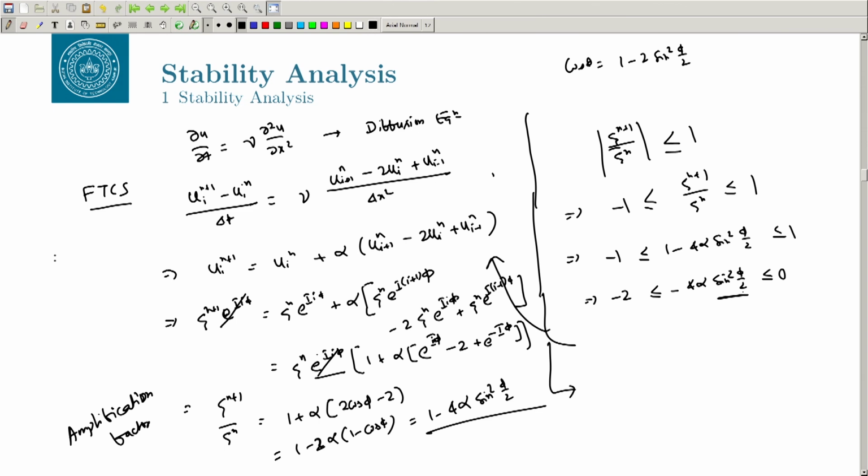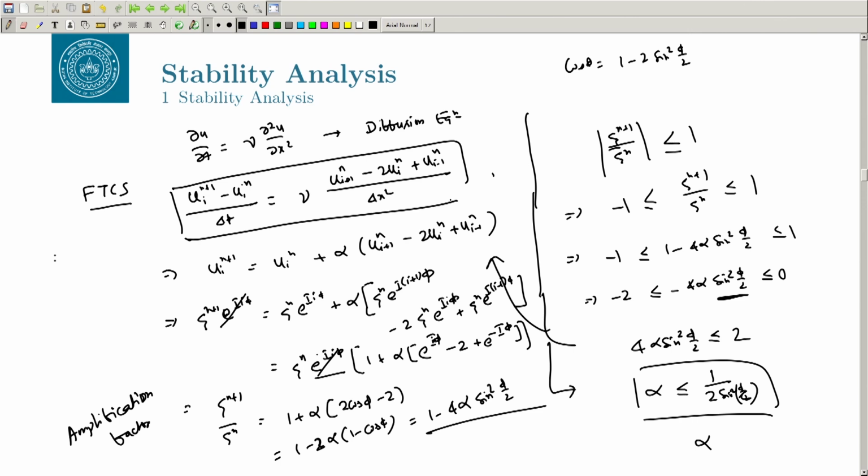basically, right now this is sin square phi by 2, so this is always going to be less than or equal to 1. So, this is basically 4 alpha sin square phi by 2 less than or equal to 2, or alpha is less than or equal to 1 by 2 sin square phi by 2. Now, since sin phi by 2 is always less than or equal to 1, sin square phi by 2 will always be less than or equal to 1. So, your criterion for the stability of this particular scheme, FTCS for the diffusion problem, is alpha less than or equal to 1 by 2.